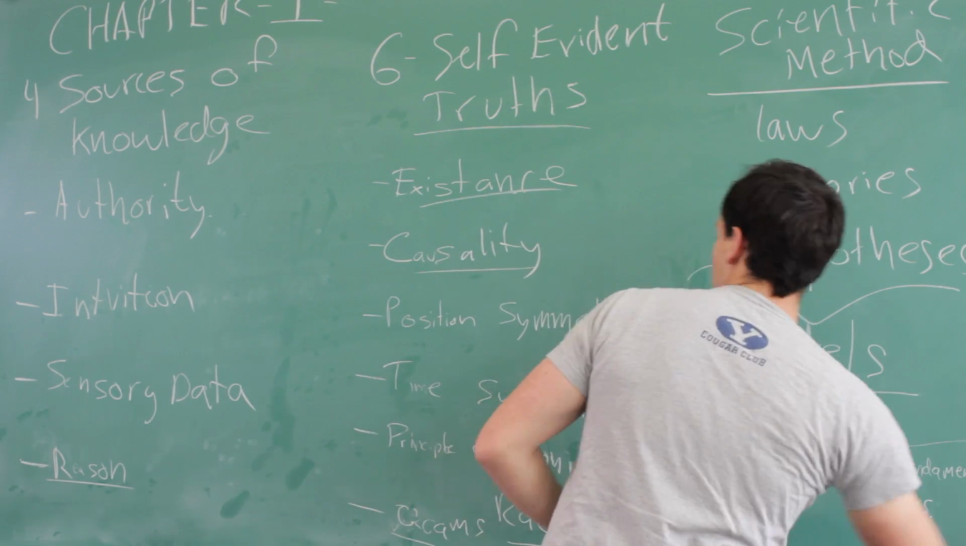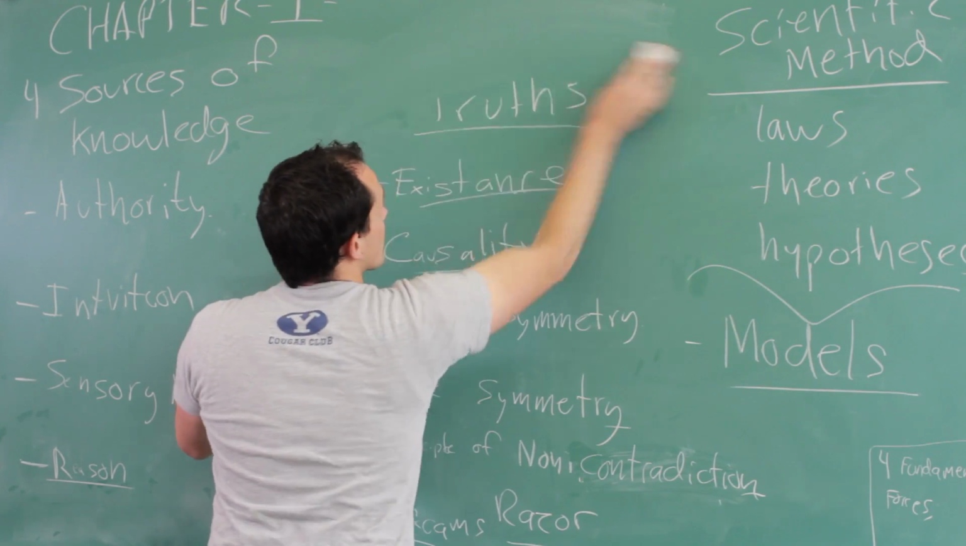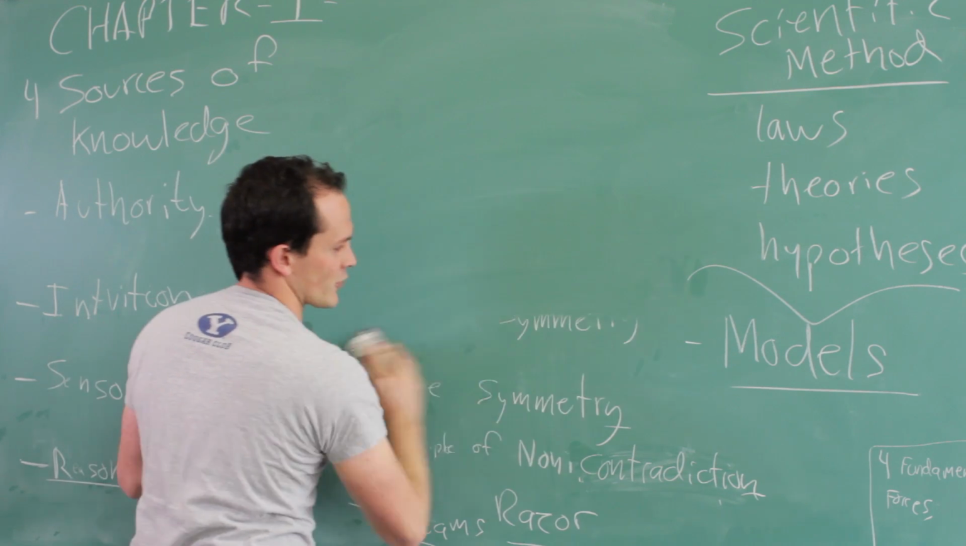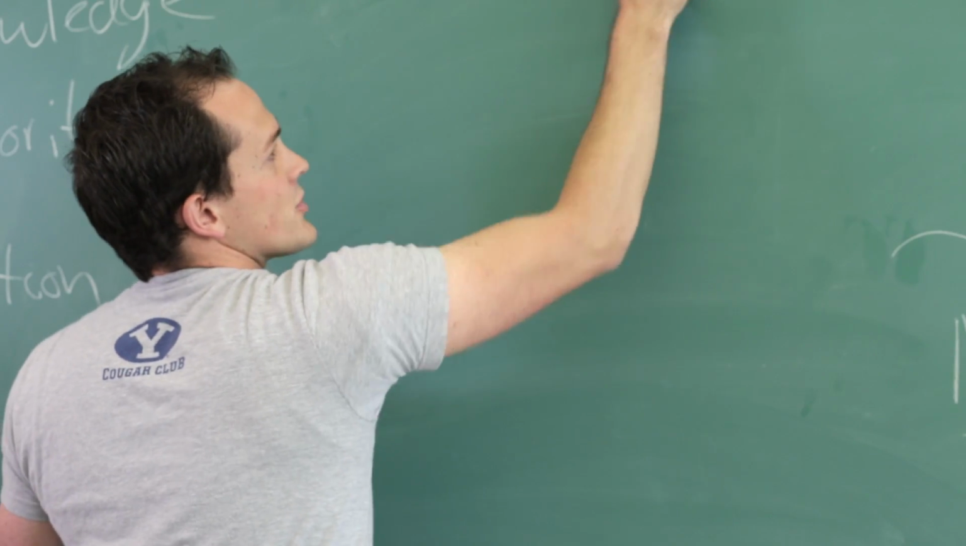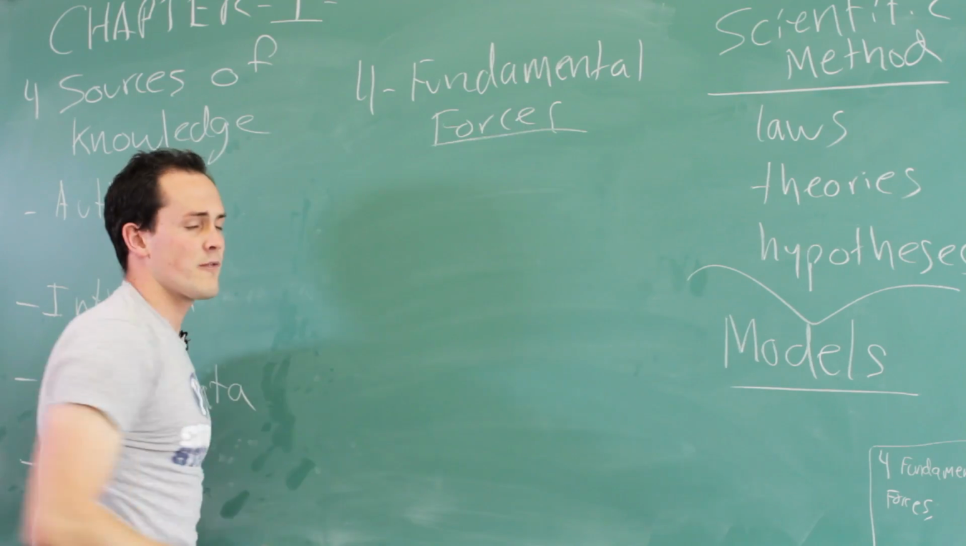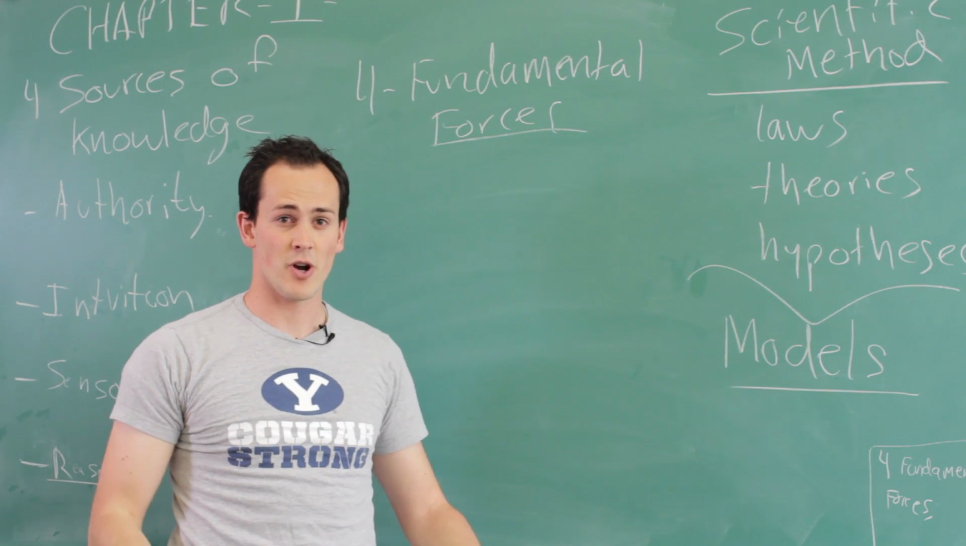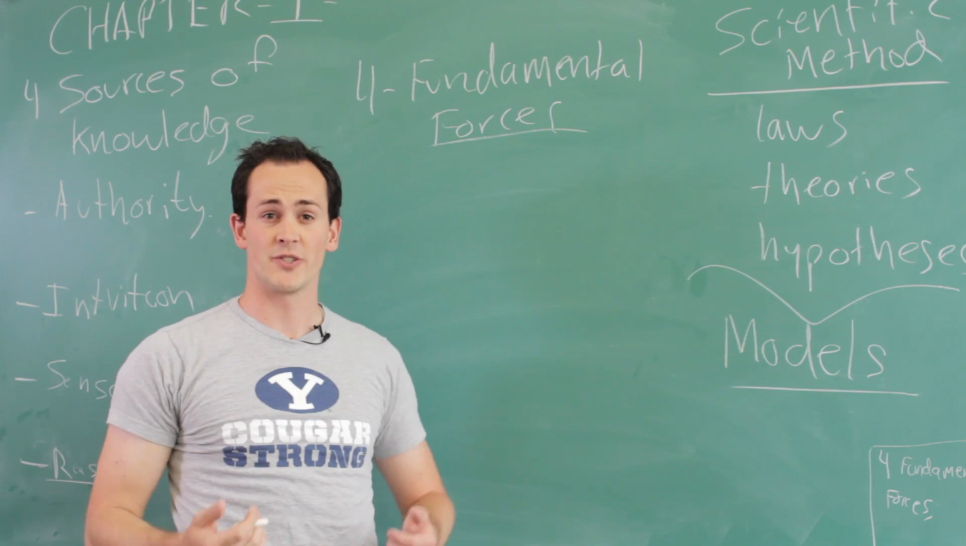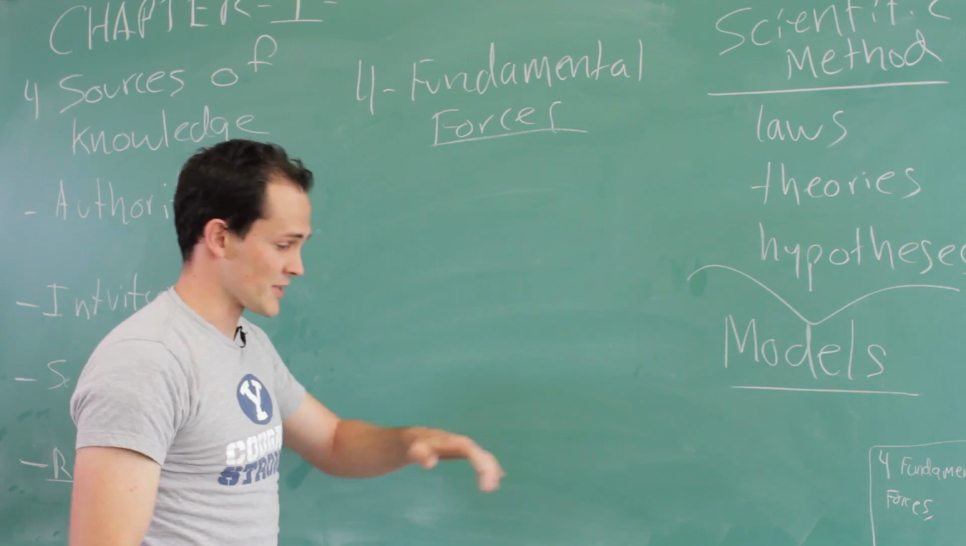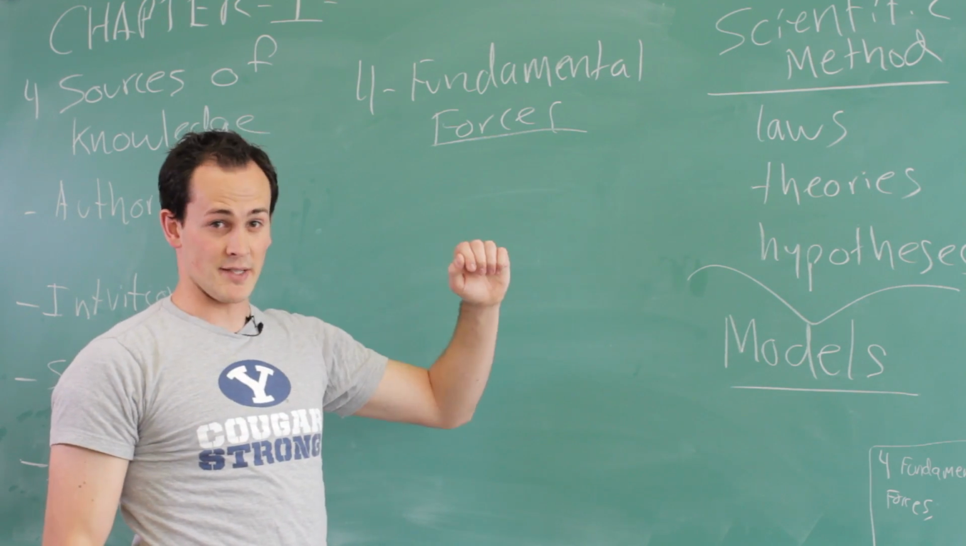Now finally, we're going to talk about the 4 fundamental forces, and that will be the end of chapter 1. The 4 fundamental forces describe what causes things to happen in the universe, here on Earth, at an atomic level, or up in the stars. And so we're going to start from the smallest and go to the biggest.